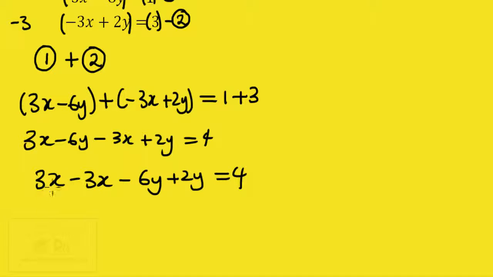Notice, all of a sudden, x disappears. X is eliminated just here, because all the terms involving x cancel out, and we're left with minus 6y plus 2y, which is minus 4y, equals 4. Dividing through by minus 4 gives y equals minus 1, because 4 divided by minus 4 is minus 1.